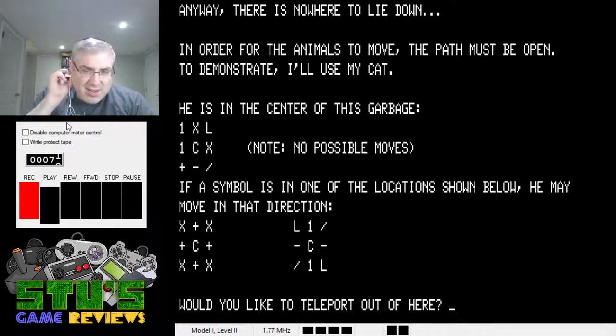What? If a symbol is in one of the locations shown below, what do you mean a symbol? What the hell does that even mean? Like a plus? A plus symbol? I don't know.